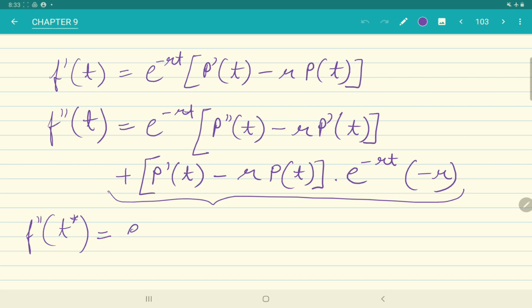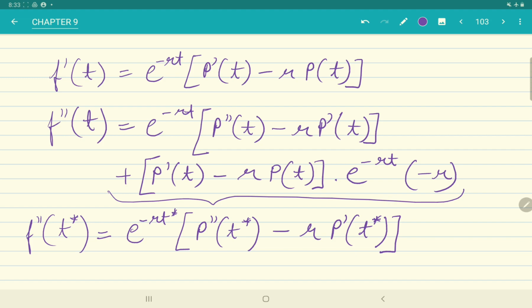It is e to the minus r t star times p double prime t star minus r p prime t star. Now we have to look at what this is. Is it greater than 0, less than 0? Now again in this case we are going to assume some things. We are going to assume that p of t star is greater than 0 and p double prime t star is less than 0.